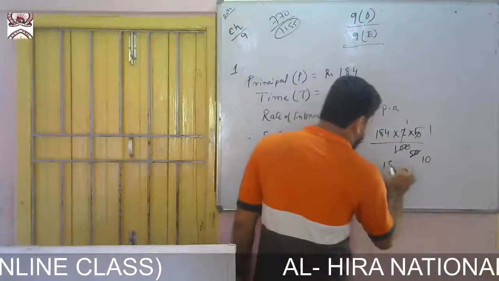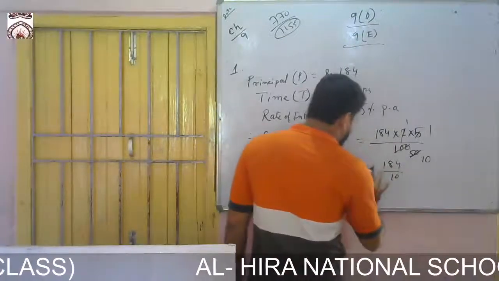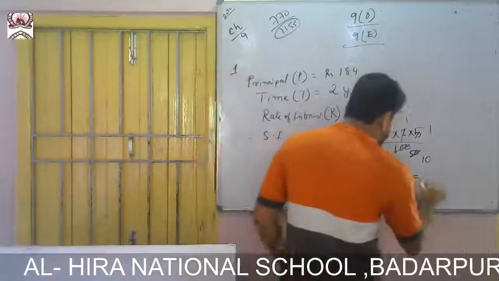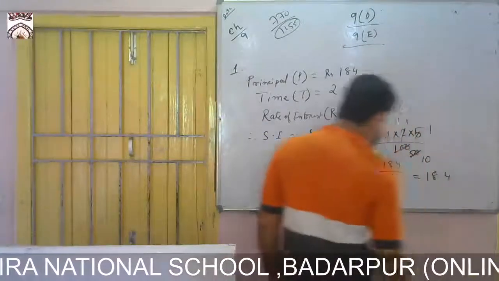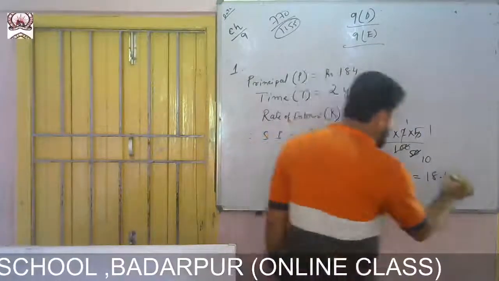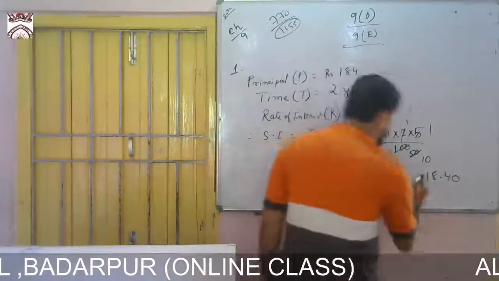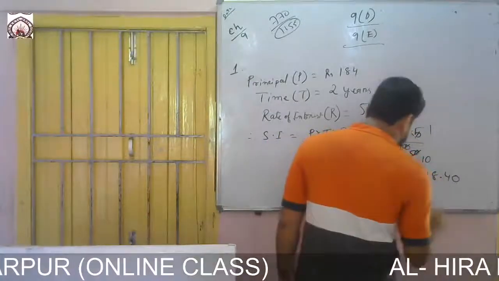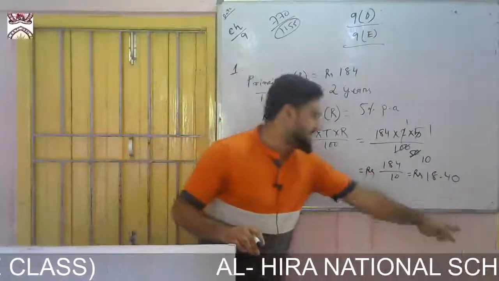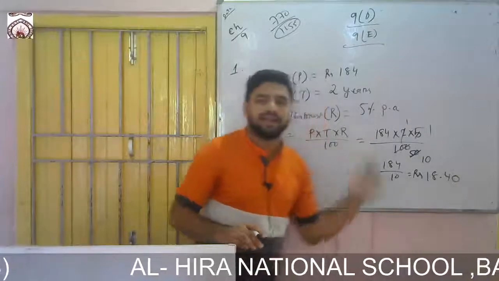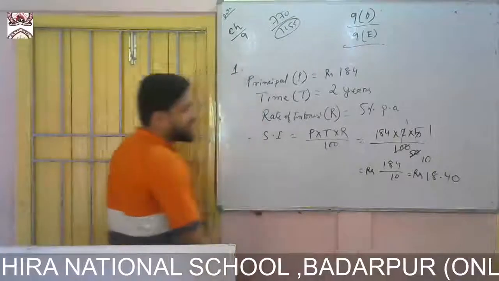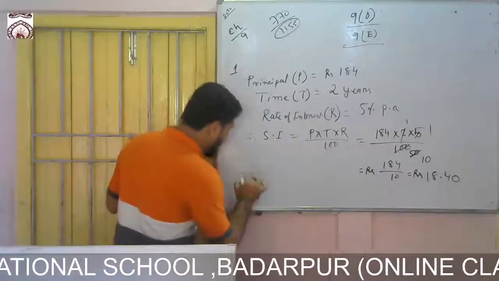So it is 184 by 10, rupees 184 by 10. If I divide, the point will shift here, so 18.4. If I add a 0, also no problem, because we have learned in the decimal chapter that adding zeros on the extreme right doesn't change the value. So 18.40 I can write. Now we need to find the amount. So simple interest we got 18.40.